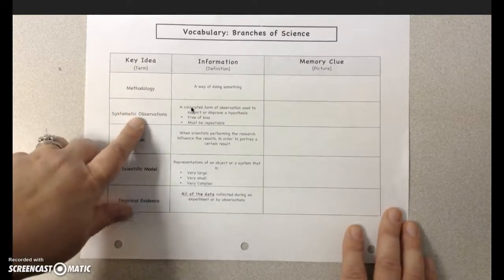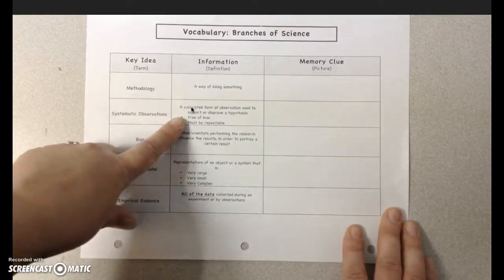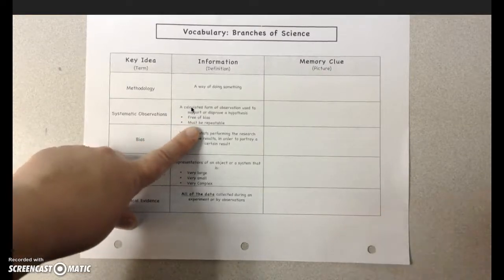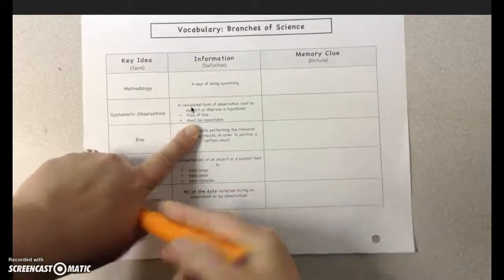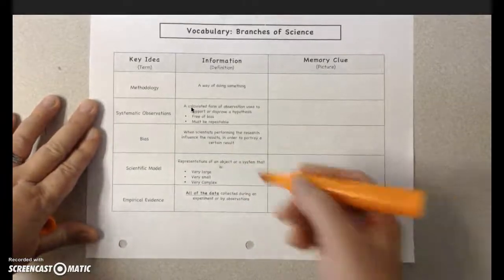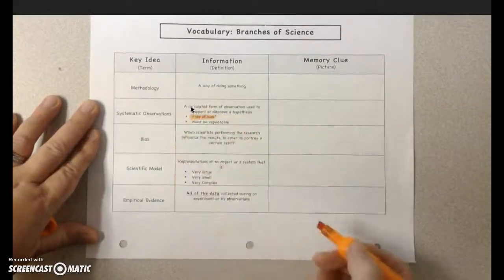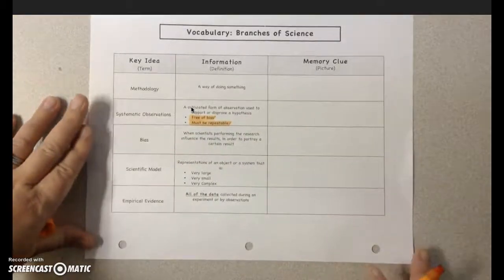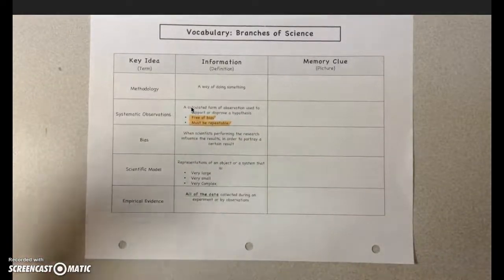So methodology just means that they can use different methods to get the same kind of results. Systematic observations is a calculated form of observation used to support or disprove a hypothesis. It is free of bias and it must be repeatable. So systematic observations means that it is objective, which means that it is free of bias, and it is repeatable, meaning that it is valid and you can get the same results if you do it over and over and over again.